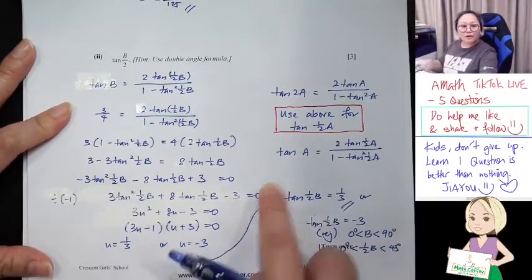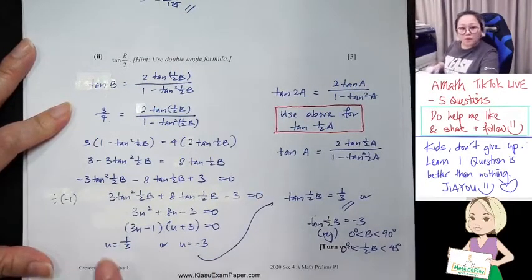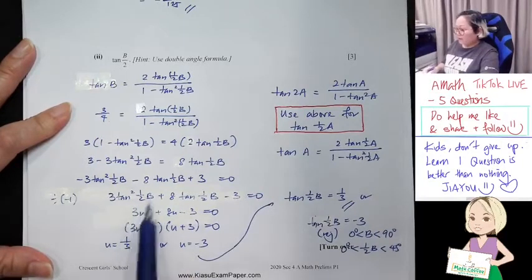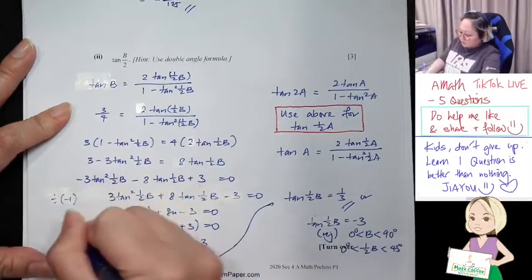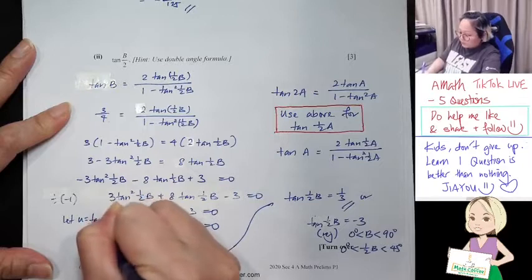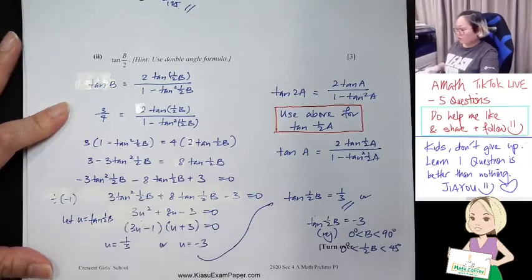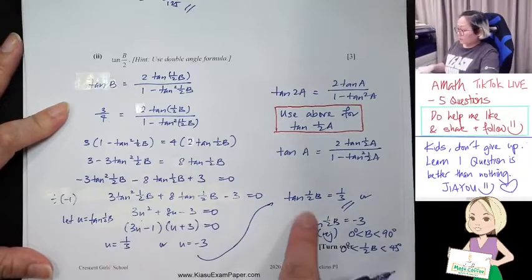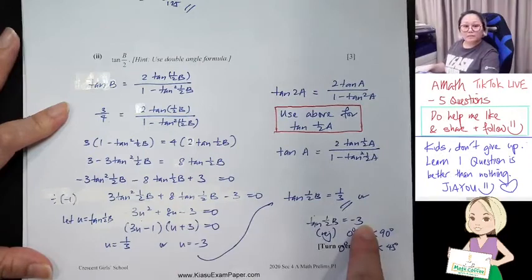So for easier viewing, what I did was I changed tangent half B to U. Let U equal tangent half B. So it's 3U squared and so on. Then I solve for U. So in other words, tangent half B equals 1/3, or tangent half B equals minus 3.